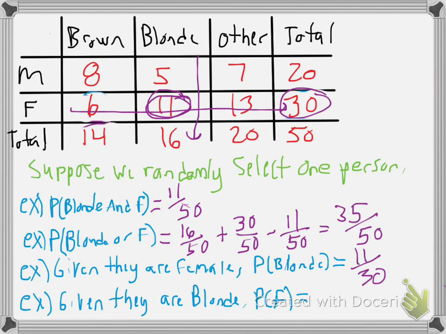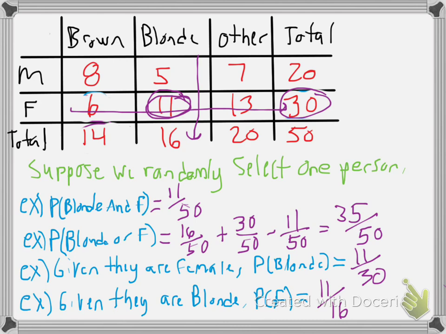Lastly, suppose we randomly select one person, but now we know that they are blonde. The total number of blondes is 16. We know that they're blonde. What's the probability that they're female? Well, there are 11 females that are blonde, so 11 out of 16.